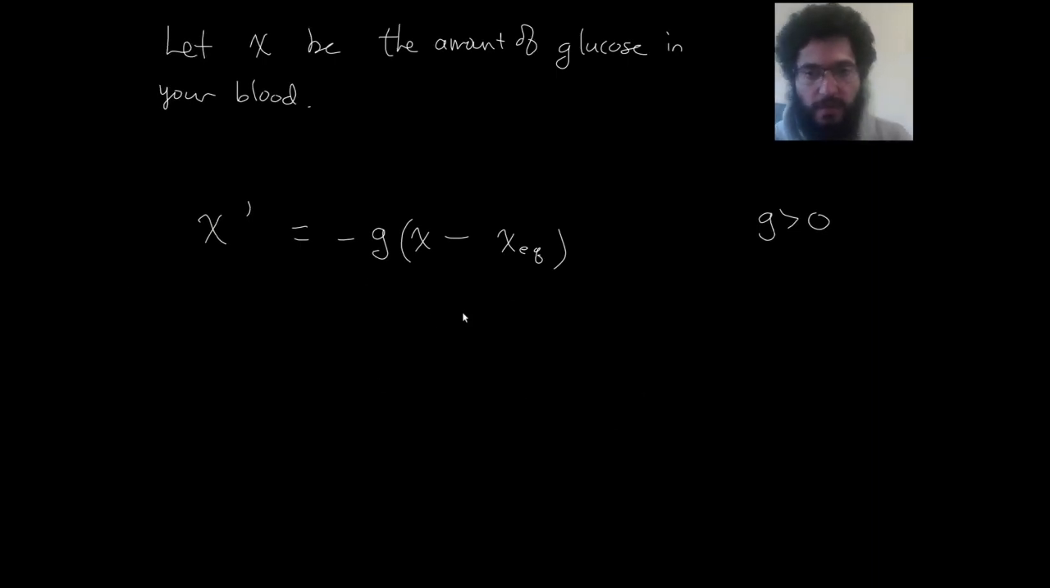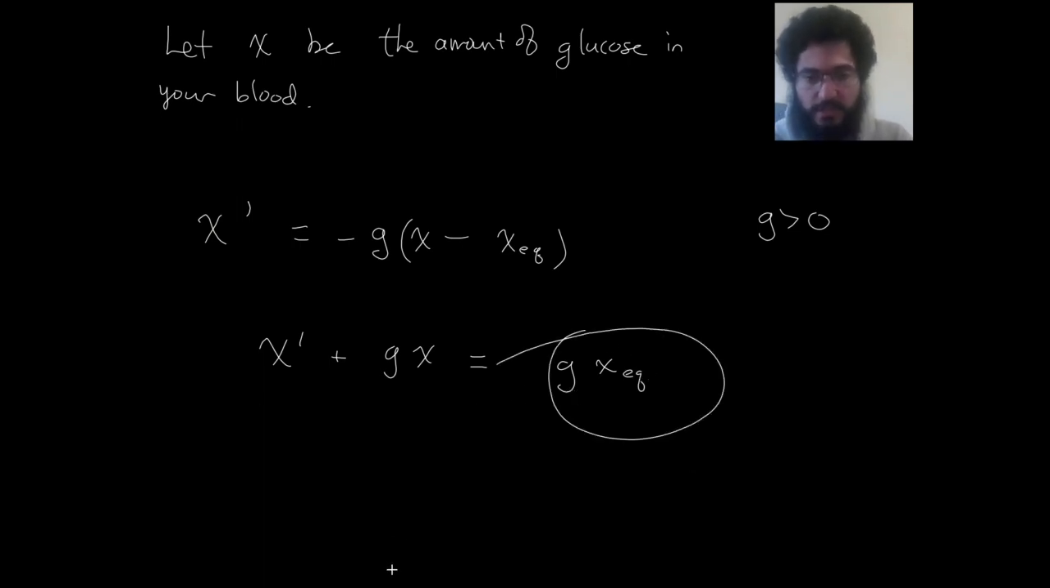Okay, well, there's a way we can make this simpler. So right now, this is a linear differential equation, right? But if you write down the linear operator, d/dt plus g is being applied to x, and that equals g x equilibrium, which is some constant. If you write it like this, you see it's non-homogeneous, right?